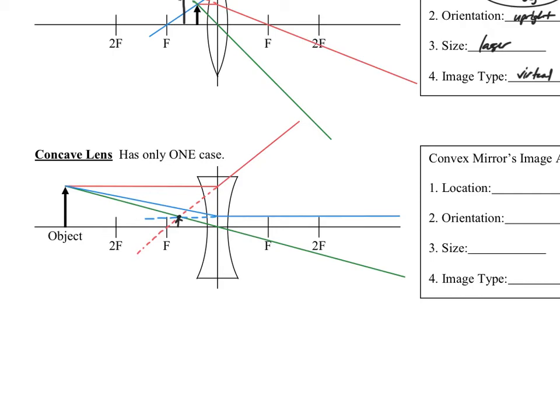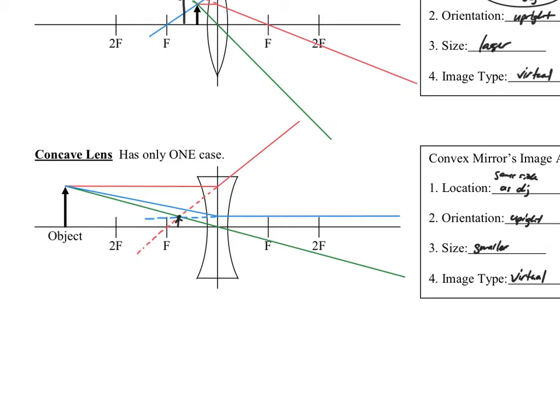So as far as our information over here, it's on the same side as the object. Its orientation is upright, except this time, unlike case 4, it is smaller. And so the image type, since we had to backtrace, is virtual.